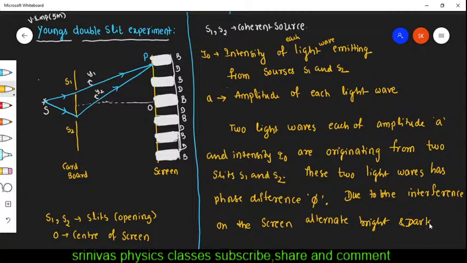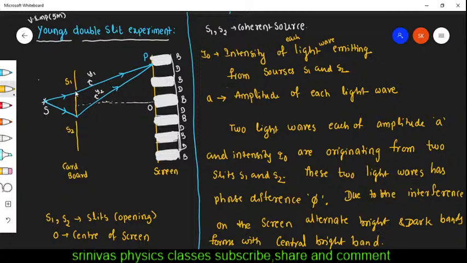Alternate bright and dark bands form with a central bright band. I will explain this sentence, whatever I am giving here. You listen very carefully. You see the diagram.